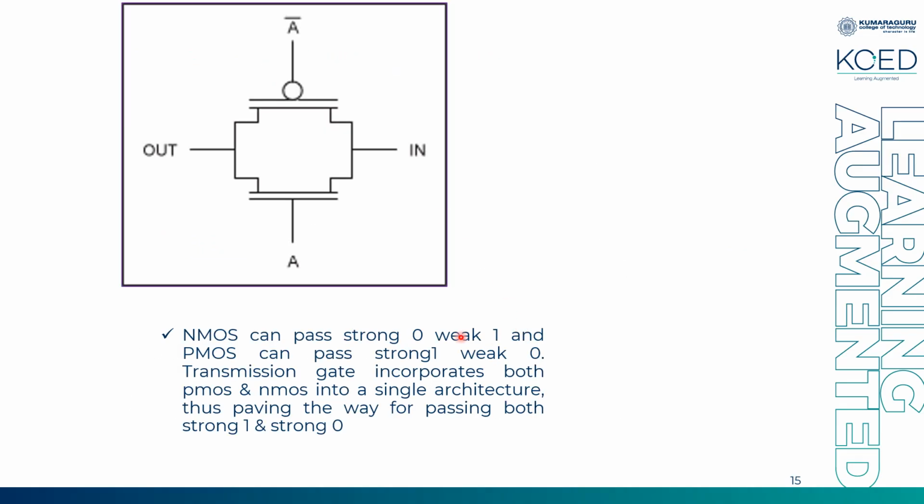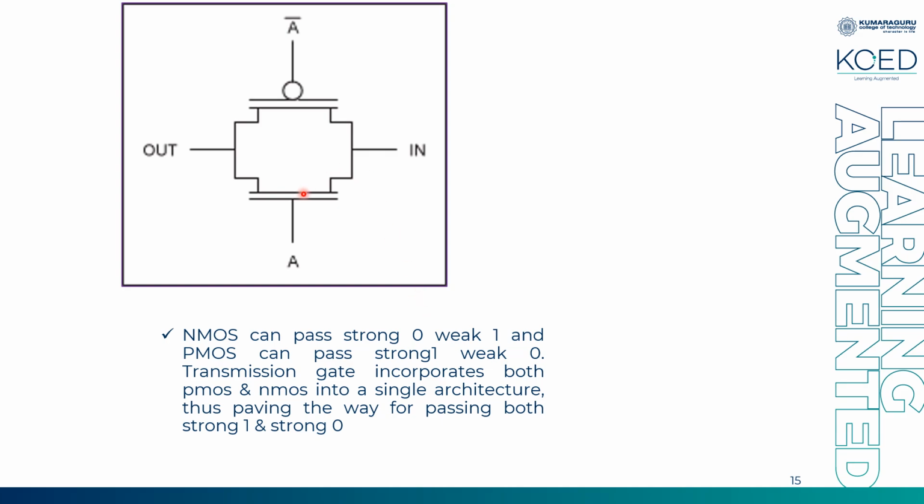Now we know that NMOS can pass a strong 0 and a weak 1, and PMOS can pass a strong 1 but a weak 0. Because of this property, you cannot use a pass transistor for higher level logic or for designing bigger circuits. If you see the pass transistor video, you will understand why NMOS is good at passing a strong 0 and weak 1, and about the PMOS pass characteristics. It is one of the main disadvantages in case of PTL logic.